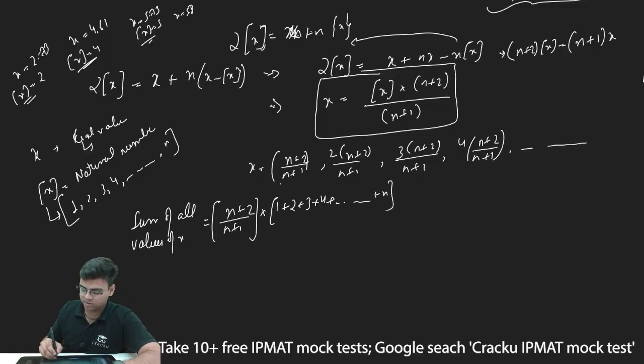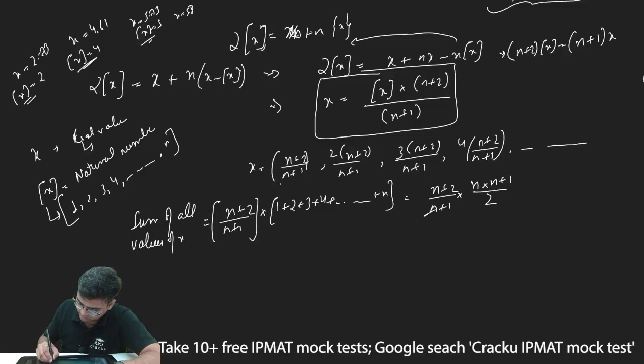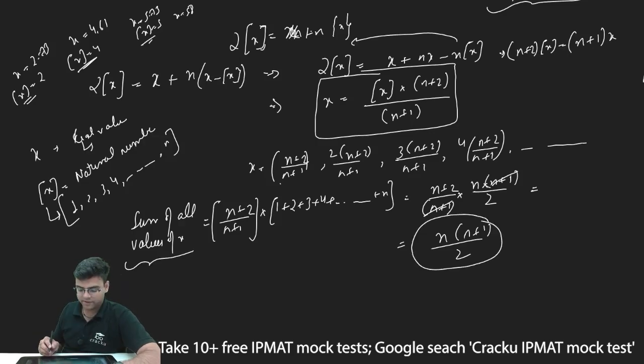Now the sum of the first n natural numbers is n(n+1)/2. Thus I can write this as (n+2)/(n+1) multiplied by n(n+1) divided by 2. Now this n+1 and n+1 get cancelled, and what I am left with is n(n+2)/2. Thus I can say the sum of all values of x, which is (n+2)/(n+1), or 2(n+2)/(n+1), or basically all the positive integer multiples of (n+2)/(n+1).